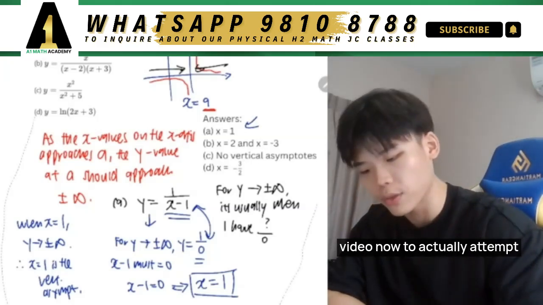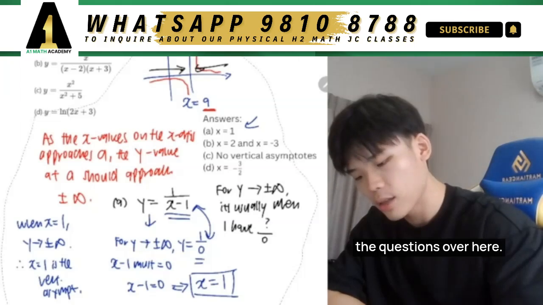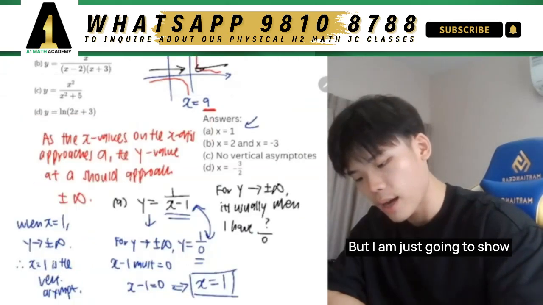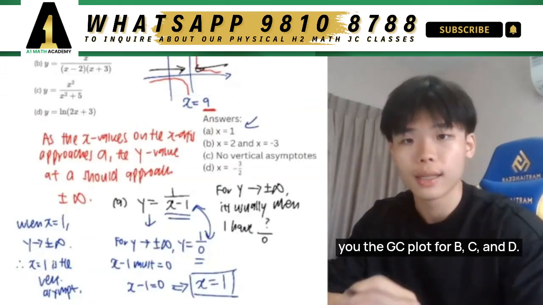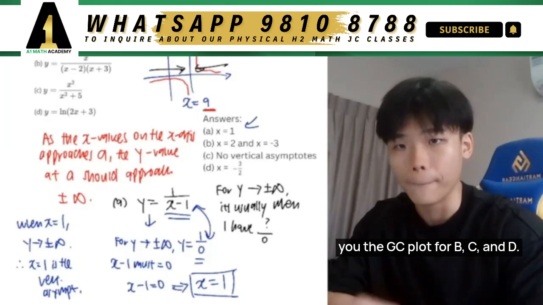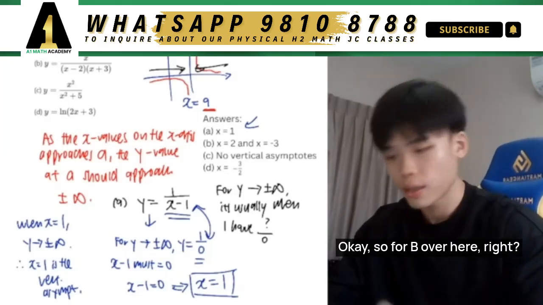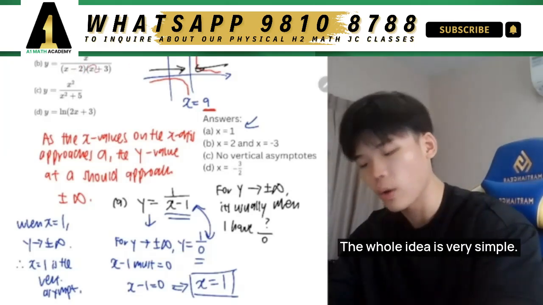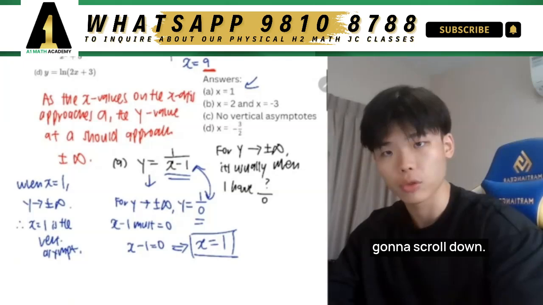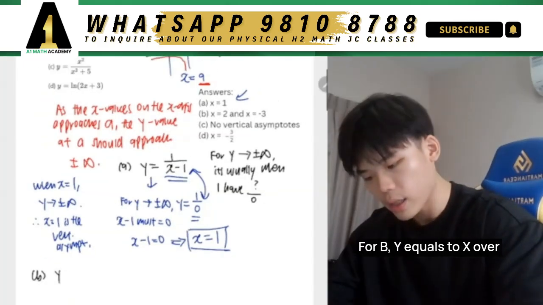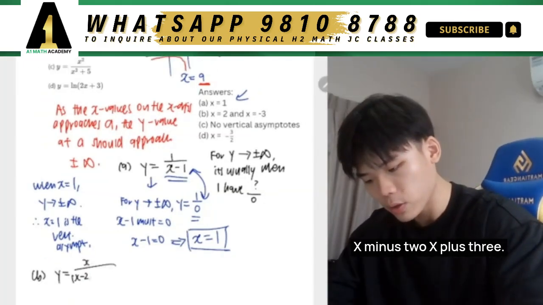You can feel free to pause this video now to actually attempt the questions over here. But I am just going to show you the GC plot for B, C, and D. Okay, so for B over here, the whole idea is very simple. Again, I'm just going to scroll down. Maybe I zoom out a bit.